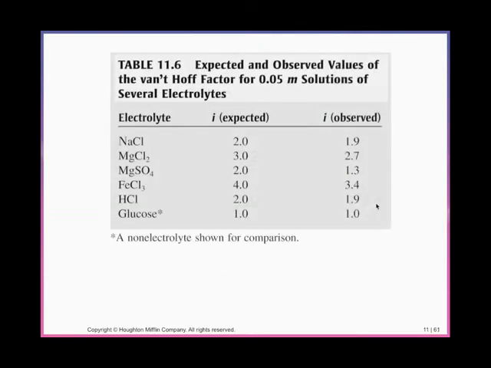Now, when you do these experiments, this is what we expect to see for i. You notice it's all whole numbers. And the 2 and the 4, all these numbers give us the number of moles of ions we expect to see. But this is what we do see. You notice these numbers are a little bit smaller than that. So what we see in reality is a little bit smaller than what we expect. What's going on here? Why the difference?